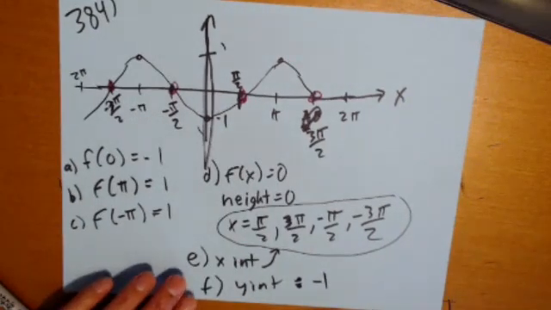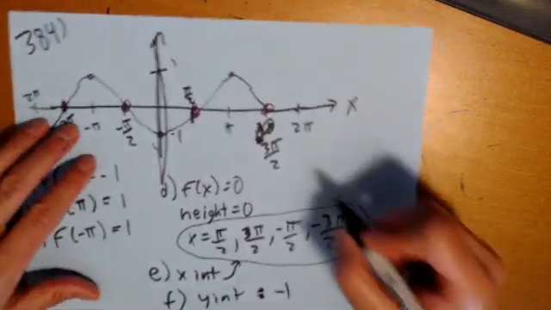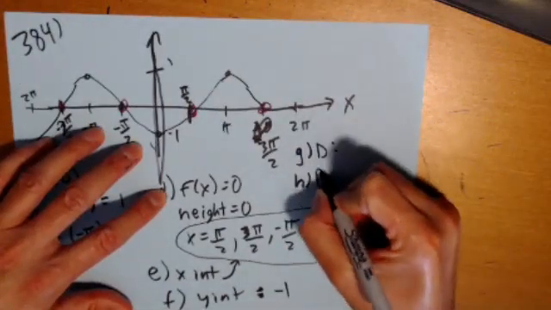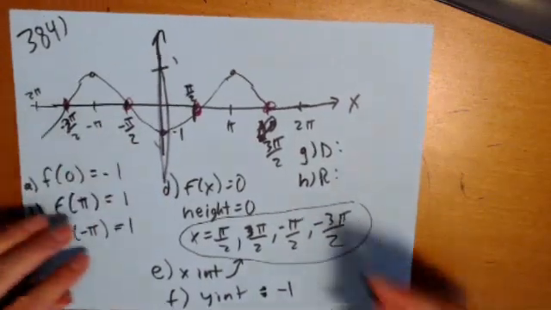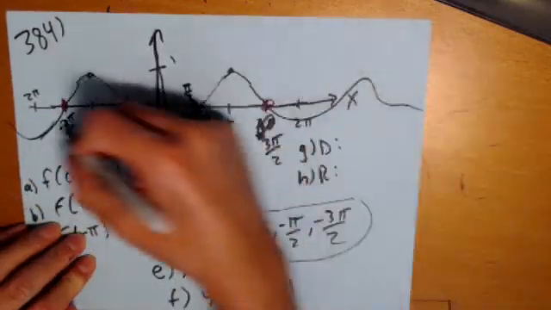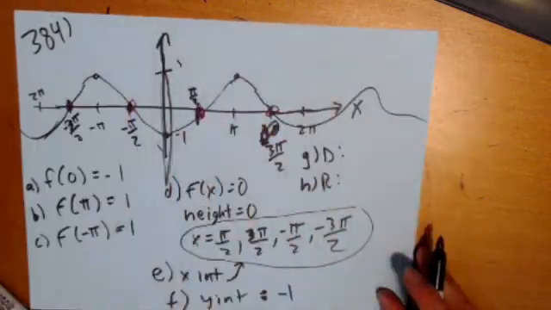Okay. G. Ooh, domain and range. Okay, so G is the domain. H is the range. Okay, the domain. They have little arrows. So things just keep fluctuating like that, right? It's just a little wave. So it looks like it's going forever because of the arrows.